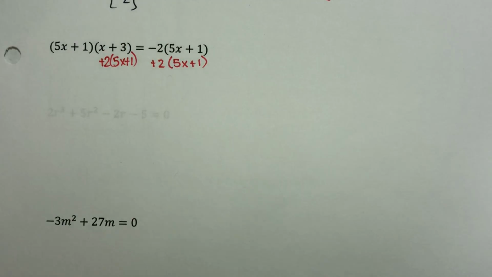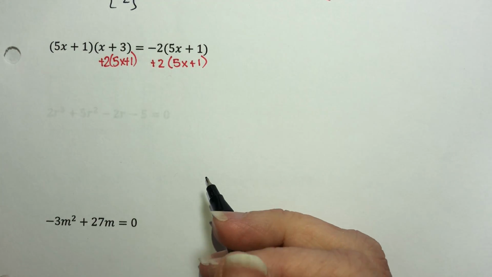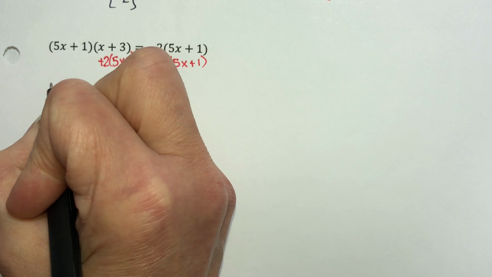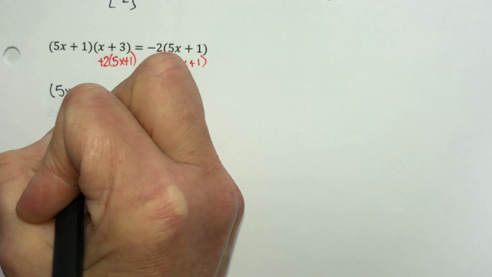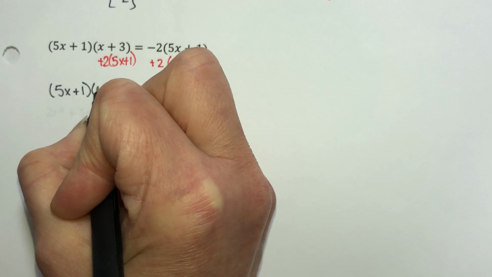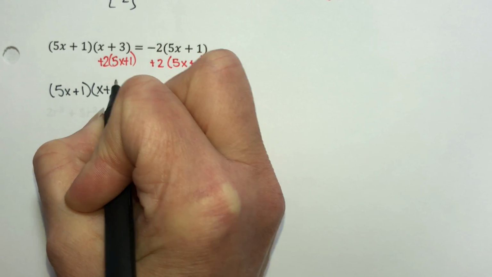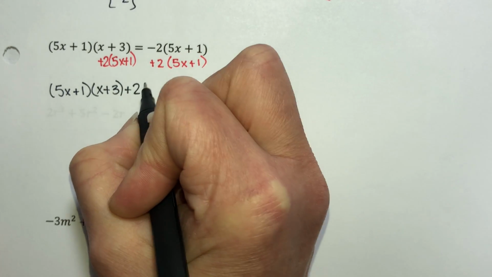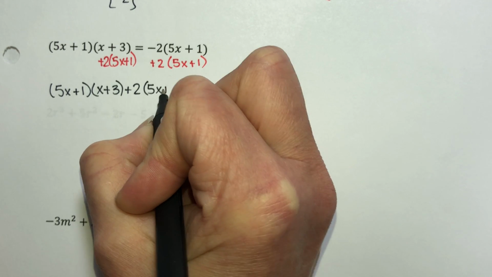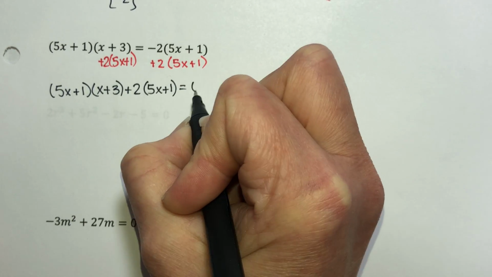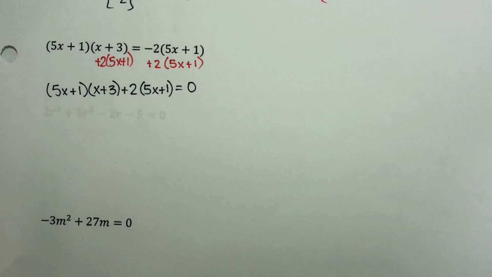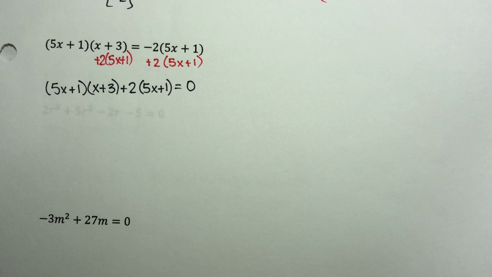And I'm allowed to do that because I'm allowed to add the same thing on both sides no matter what that thing happens to be. So what I have over here is 5x plus 1 times x plus 3 plus 2 times 5x plus 1 is equal to 0. Okay, so this looks like it's factored out, but it's really not.